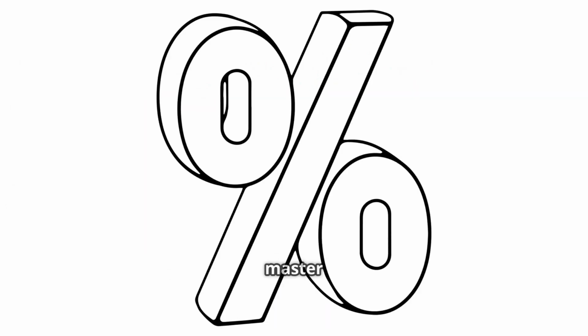Here are a few tips to master probability. 1. Always identify the total number of possible outcomes. 2. Clearly define the event you're calculating. 3. Decide if the events are independent or dependent before calculating.